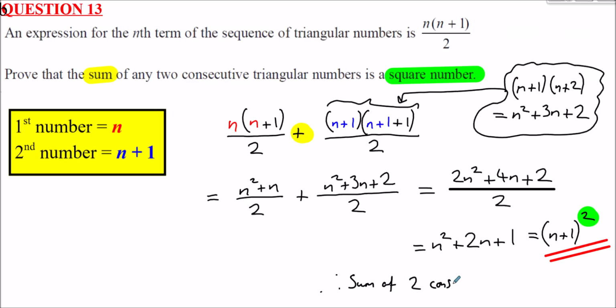Sum of two consecutive triangular numbers. Help if I could write properly. Apologies. Sum of two consecutive triangular numbers is a square number.